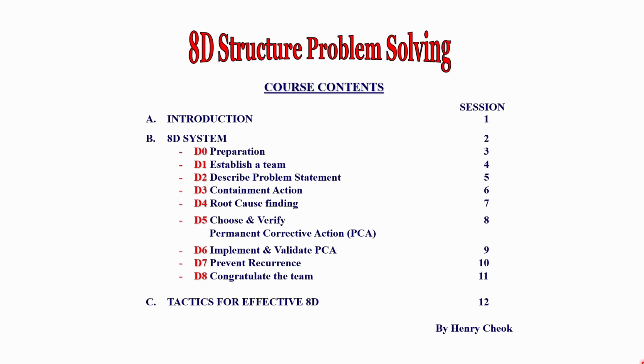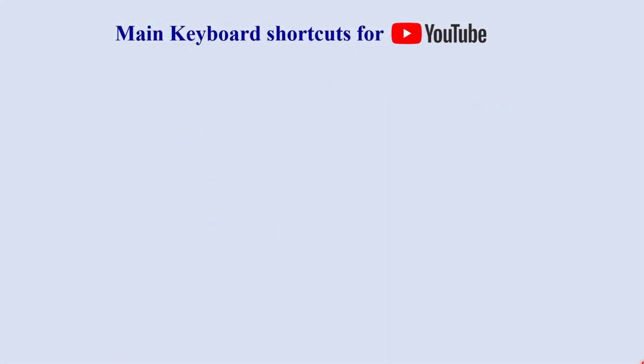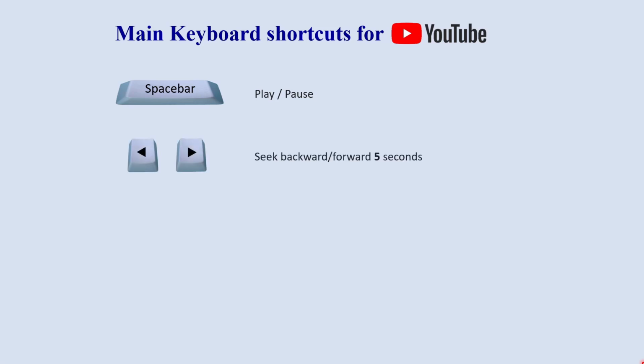Before we start, it is worth going through some frequently used keyboard shortcuts for YouTube, so that you can maximize your learning experience. First one is the spacebar. While the video is playing, you can pause it by hitting the spacebar. Hitting it again resumes the video. The next ones are the left and right arrow keys. You can use them to seek backward or forward by 5 seconds. If you want to seek further by 10 seconds, then you can use the J or L key instead.